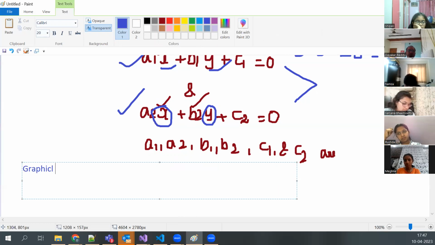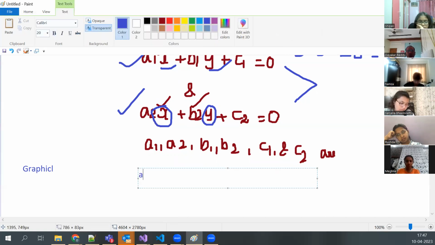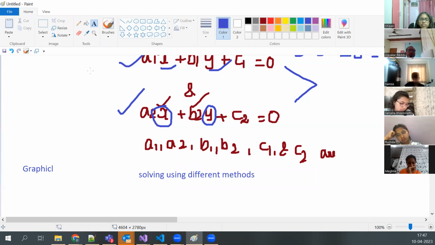One is graphical. The other one is algebra. The other one I can say simply solving using different techniques, or different methods. The whole chapter is about these two only. How do I get the value of x and y, whether using graphical or using the different methods other than graphical? So graphical means it is easy.